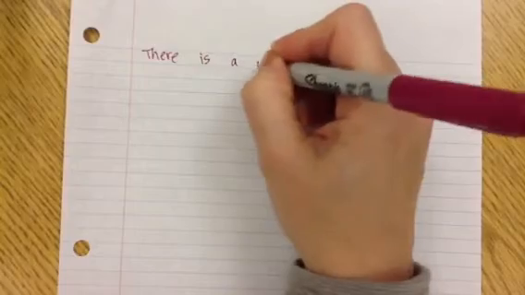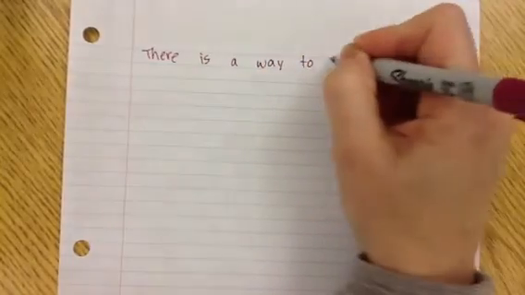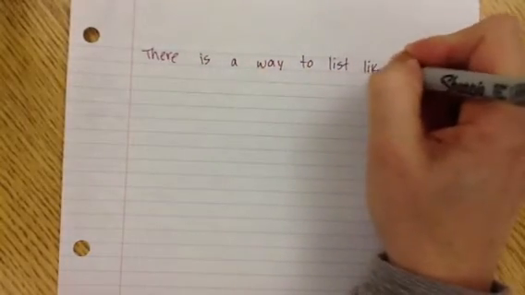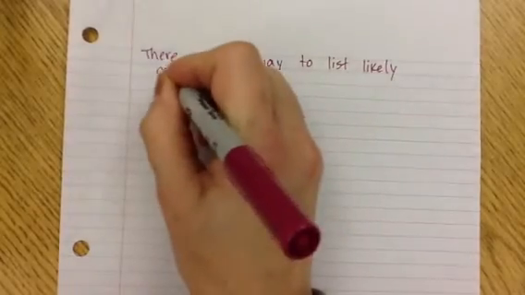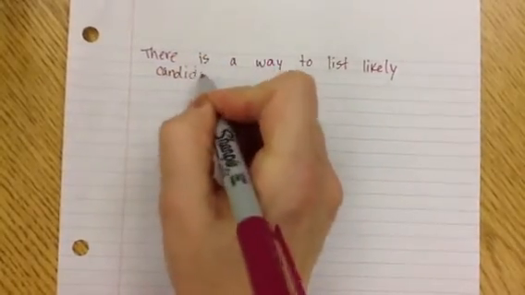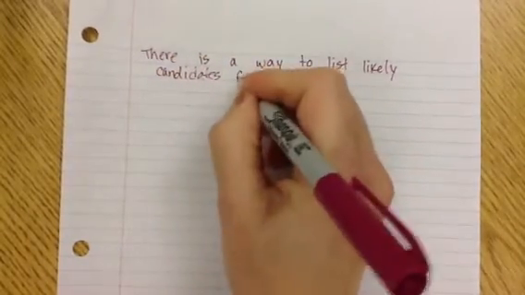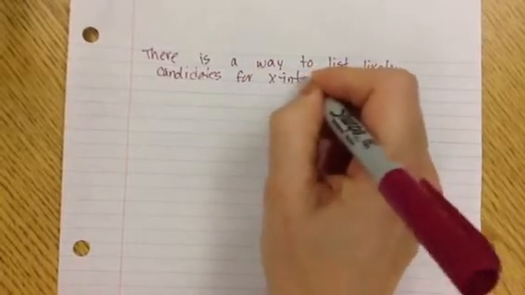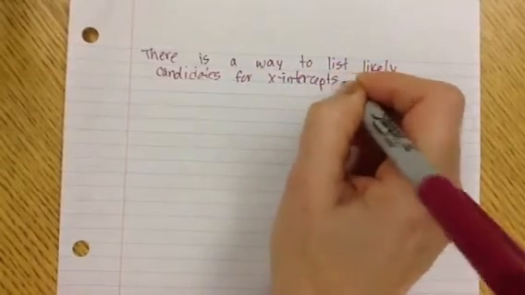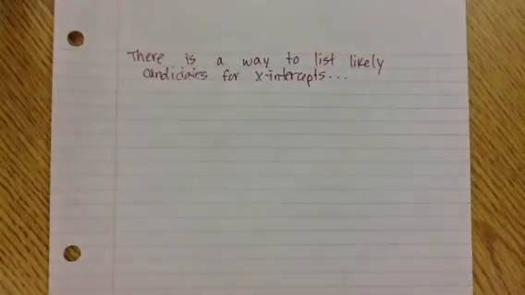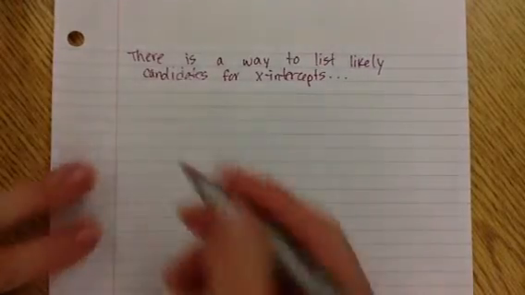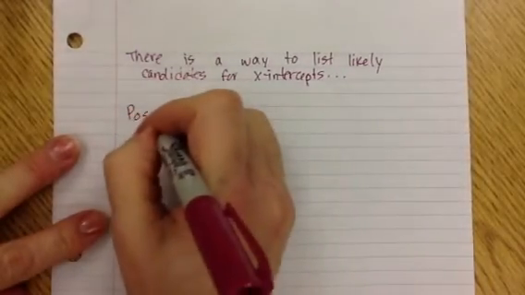So what I want to show you is that there is a way to list likely candidates for x-intercepts. And that's by using this possible rational roots.